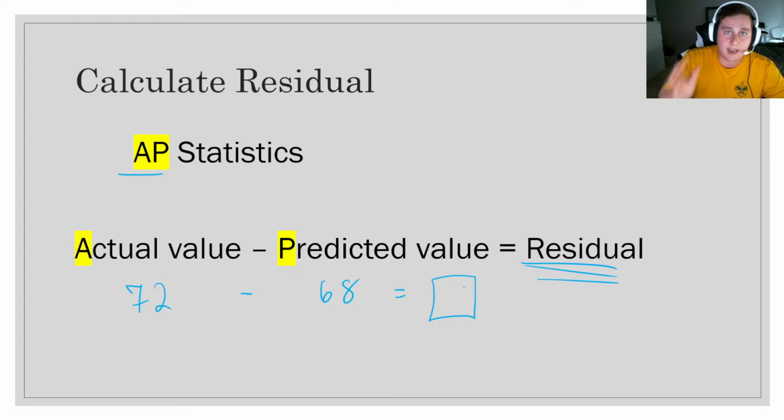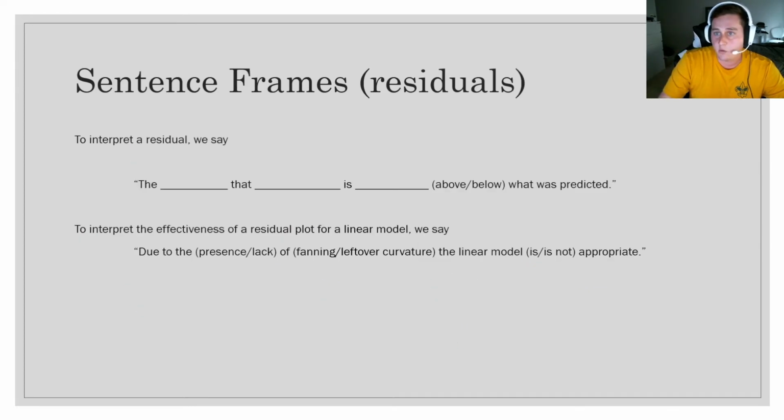So you just do this subtraction, and then what your answer is, positive or negative, is your residual. You are allowed to have a negative residual. That shows that the person was below average or below the line of best fit. In this case, this person has a residual of 4, meaning that he is 4 units above what was predicted, which is the next thing we're going to do.